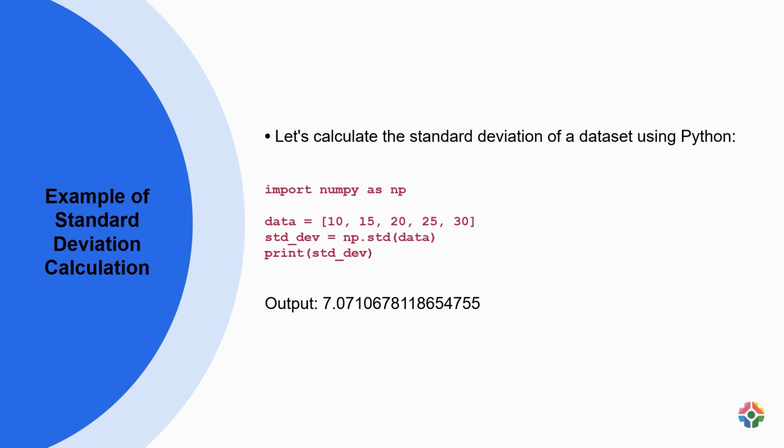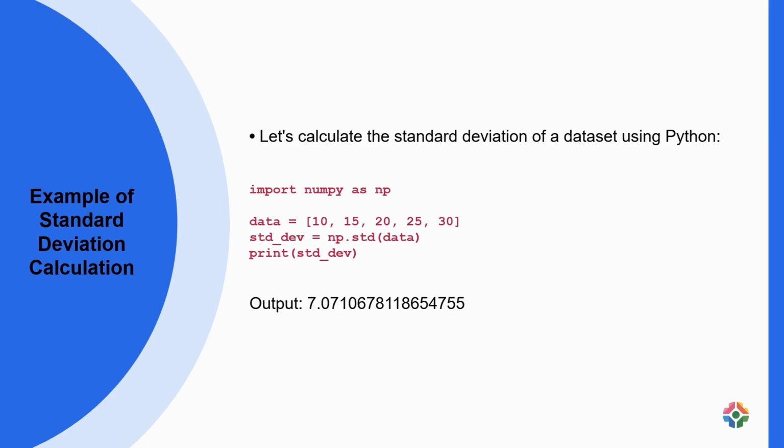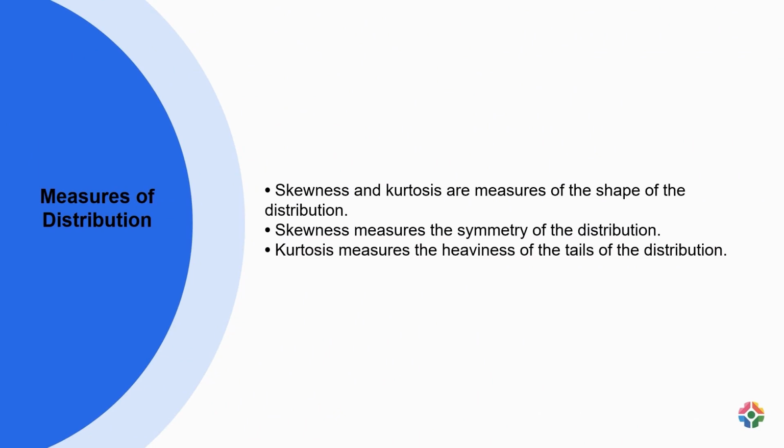Calculate the standard deviation by using std_dev equals np.std(data). Finally, print the result by using the print function, which will output the standard deviation to the console. In this example, the standard deviation of the dataset, 10, 15, 20, 25, 30, is approximately 7.07106781865755. Skewness and kurtosis are statistical measures that help understand the shape of a distribution.